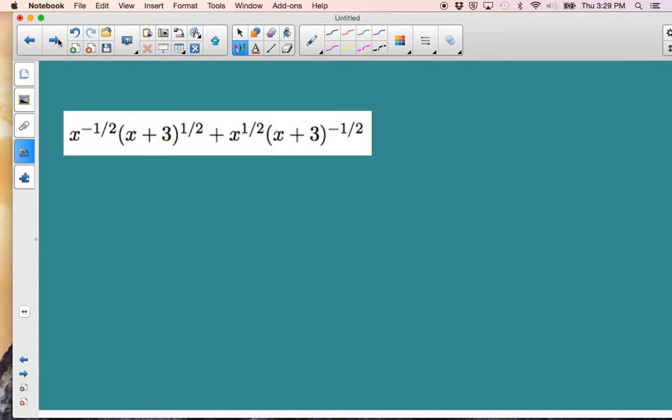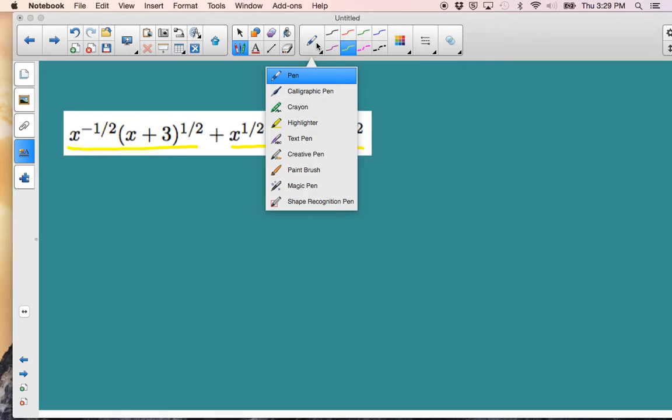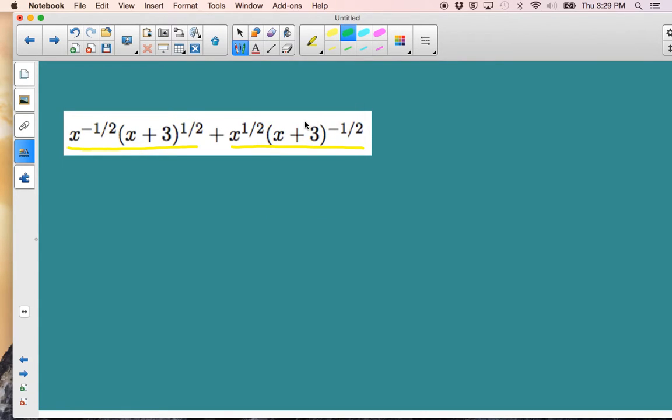From each term, I look at, here's one whole term, and here's one whole term. Well, I notice that I have 2 factors here. I have x to the negative 1/2 and x plus 3 to the 1/2. So between those two, I'm going to look at both terms, and I want to see what's the smaller exponent. So from x to the negative 1/2 and x to the positive 1/2, I know that negative 1/2 is the smaller, and so I'm going to factor that out.